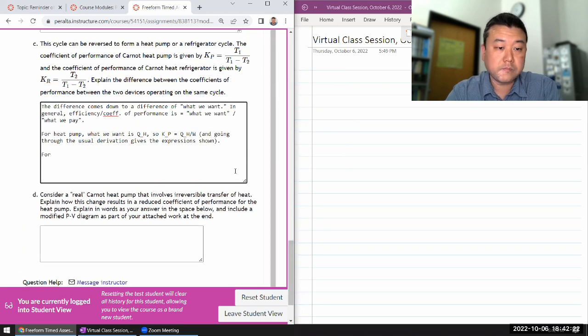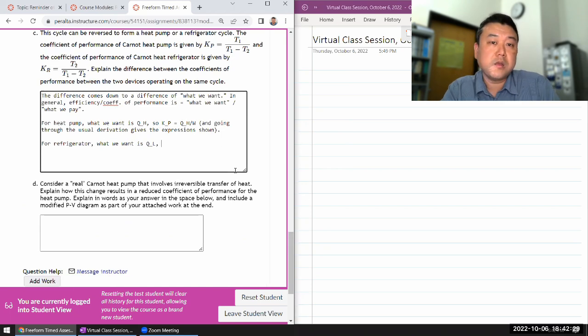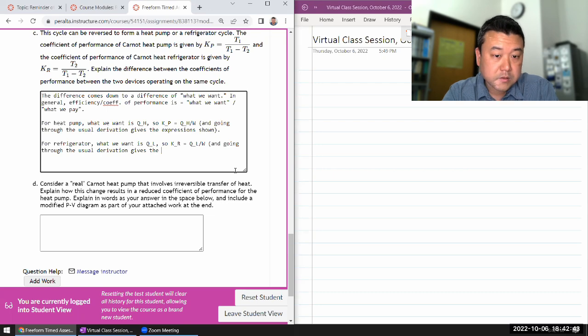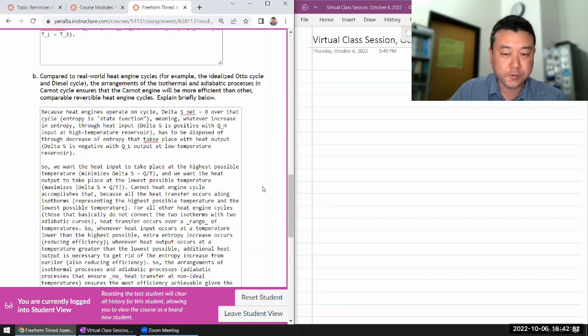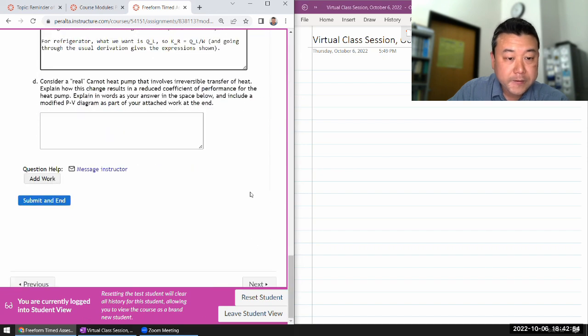For a refrigerator, what we want is QL, that is heat removed from the low temperature reservoir. So the coefficient of performance for a refrigerator is equal to QL over W. And going through the usual derivation gives the expressions shown. So that's really the difference. There isn't any other profound difference than that. The goals for those two devices are different.